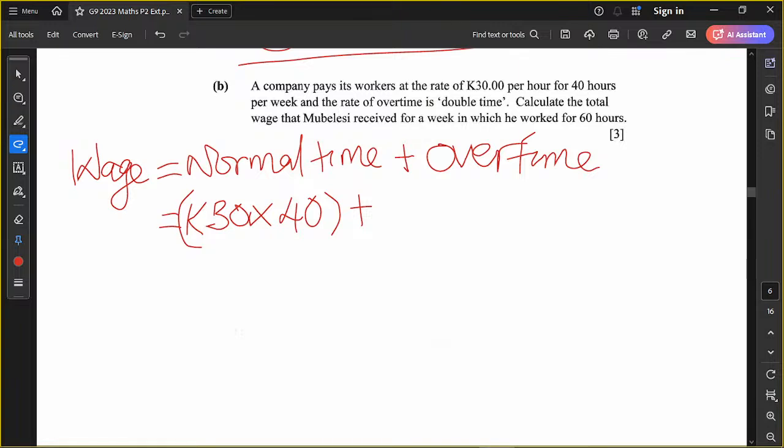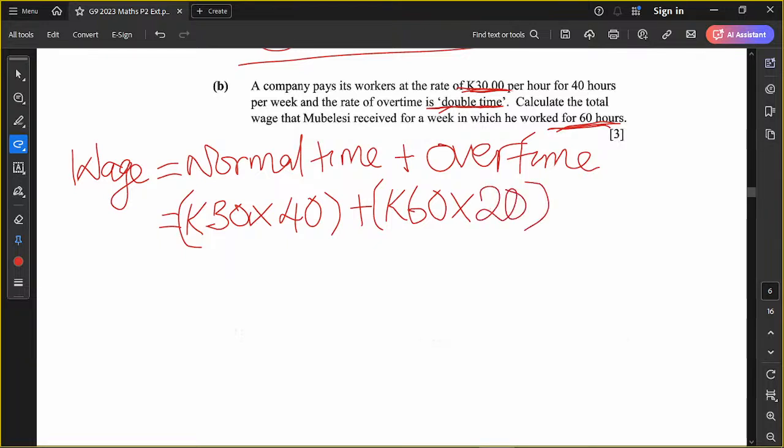We are told overtime is paid double. When we say double, that means whatever is paid for an hour of normal time, times 2. Since here they are working for 30 kwacha, overtime they're working for 60 kwacha. So we can open a bracket and write 60 kwacha in advance. Then we are told Mubelesi worked for 60 hours. Since he worked for 60 hours, we subtract 40 from 60, which gives 20, so times 20 hours.